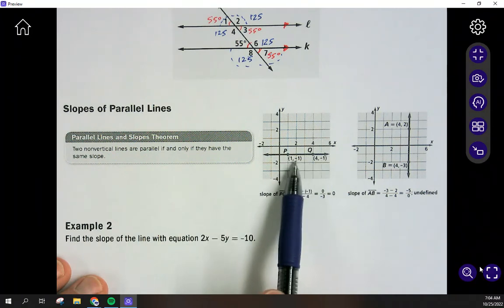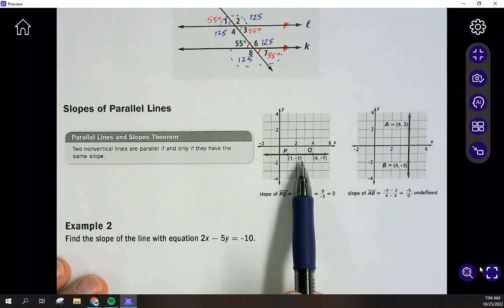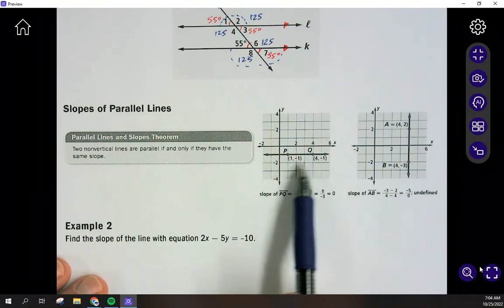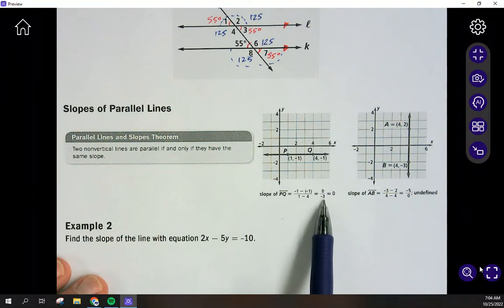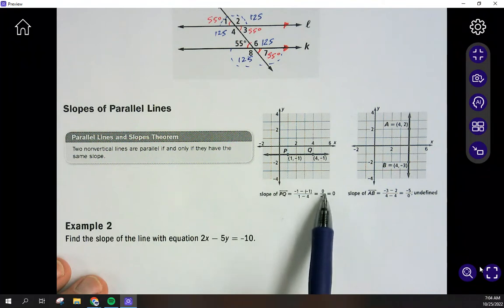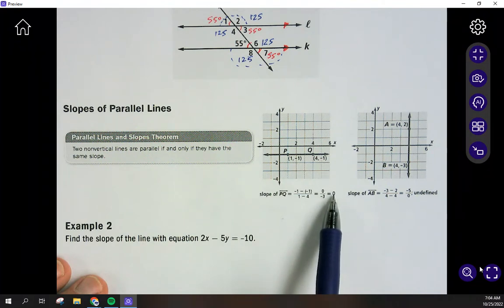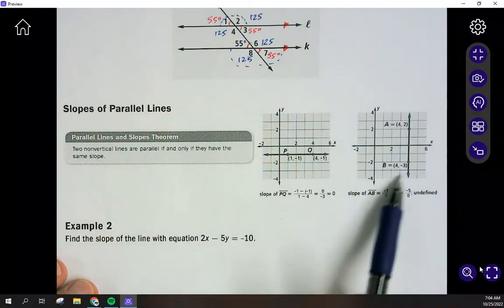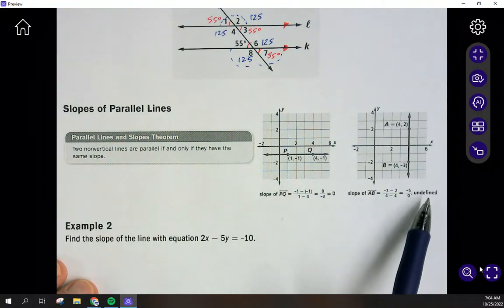Again, if you take a look at those 2 points, subtract your y's, -1 minus -1 on the top, subtract your x's, 1 minus 4 on the bottom. You're going to get 0 on the top because the y value is not changing, and 0 divided by anything is just going to be 0. So this is the only situation where we have that undefined slope.